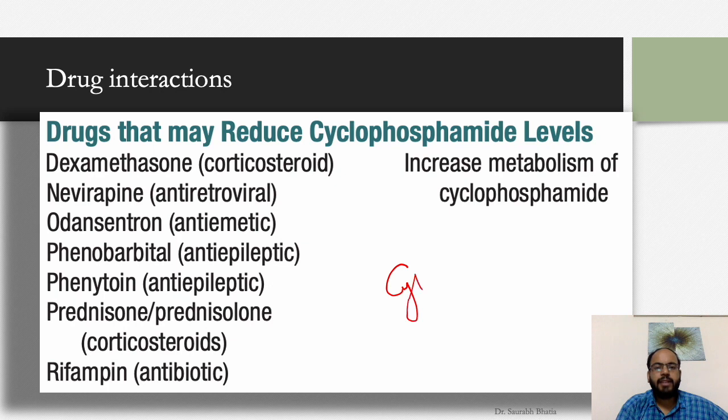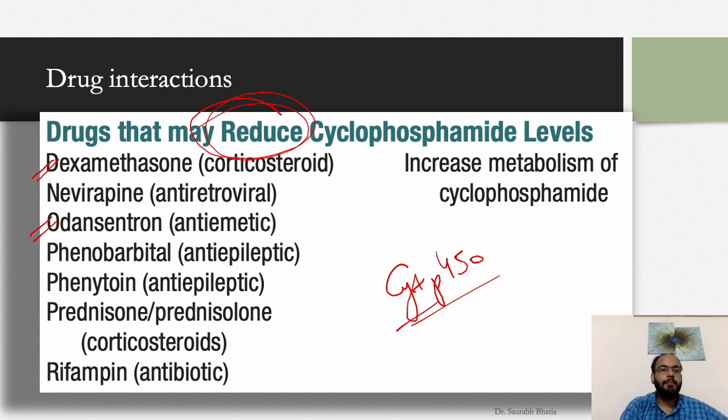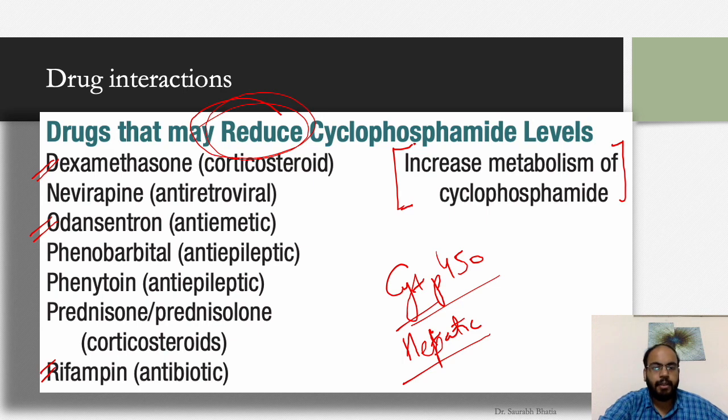Now remember that cytochrome P450 systems are responsible for metabolism of cyclophosphamide. So drugs that reduce cyclophosphamide levels include dexamethasone, ondansetron. We have read about that, how they can help in managing GI side effects. Rifampin. So these drugs increase the metabolism of cyclophosphamide, and we know that this cytochrome P450 enzyme is there in the liver, and cyclophosphamide undergoes hepatic metabolism. So drugs that may reduce these levels are important for us to remember. Even prednisone also. These are drugs that we routinely use in our daily practice.